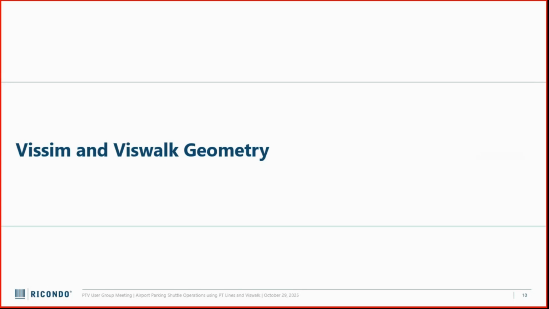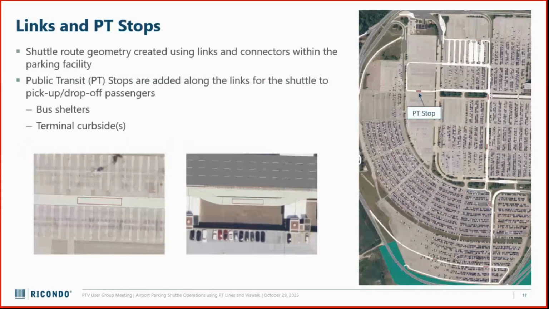As for the Vissim and Viswalk geometry, to begin, we started with just general links and PT stops to generate the bus drive aisles within the parking facilities. If you can see in the top right corner, there are additional links running north to south, and this is actually just part of our parking lot that we introduced just to provide a little bit more visualization into our video. Then we included PT stops along the lines to act as the pickup and drop-off locations. These were the bus shelters, and then along the terminal curbsides.